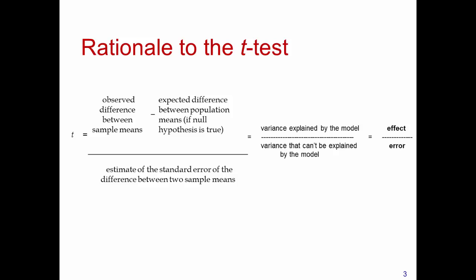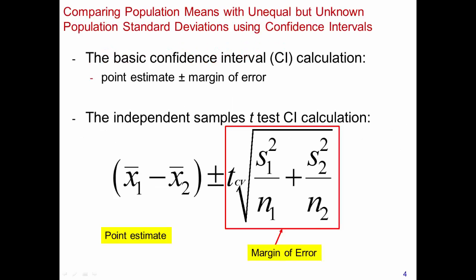So let's take a look at a confidence interval. If we're looking here at our basic confidence interval calculation, we are taking a point estimate plus and minus the margin of error to get our upper and lower limits respectively. And so that creates a confidence interval that we use in order to estimate some population parameter. And in this case, we're going to be estimating the population mean difference.